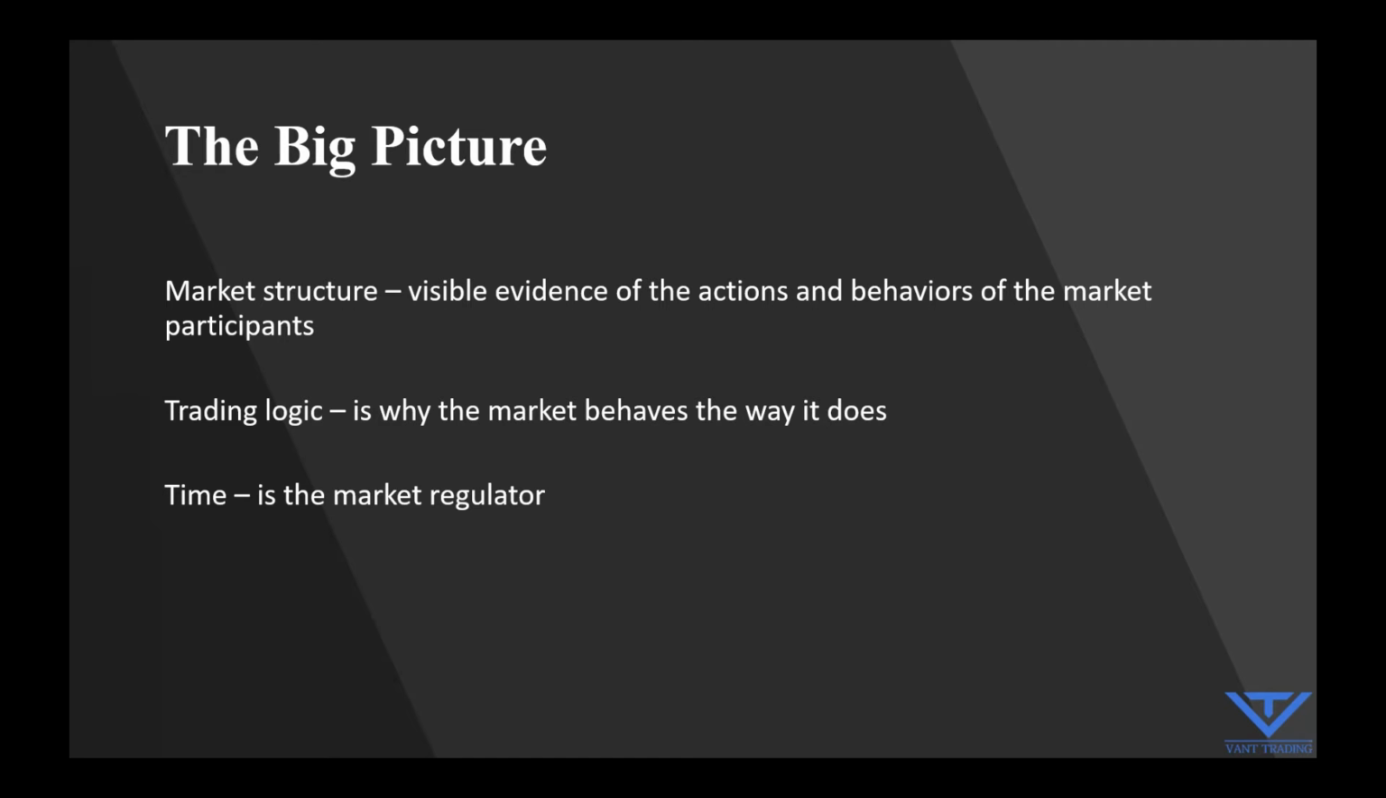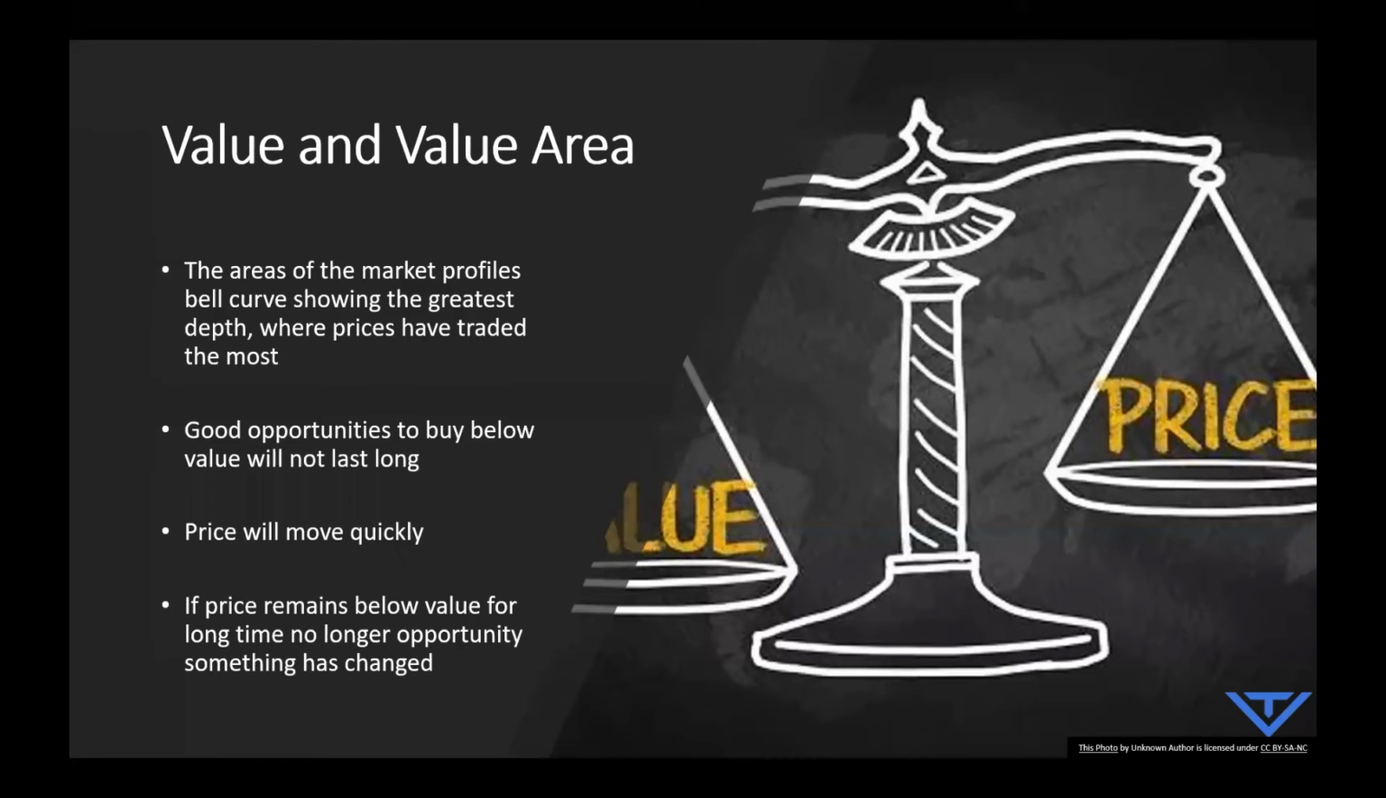And again, what you're trying to do when you're looking at market structure is find where the value is in value areas. Because the areas of the market profile bell curve showing the greatest depth is where the trades have occurred the most. You don't get to see that when you're looking at a typical volume bar or a typical candlestick bar. There's good opportunities to buy below value, but guess what? Just like the example with the grocer, they don't last long, because price will move quickly through low volume traded prices, as you'll see.